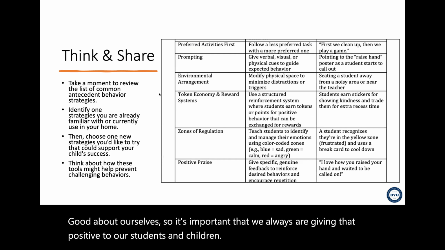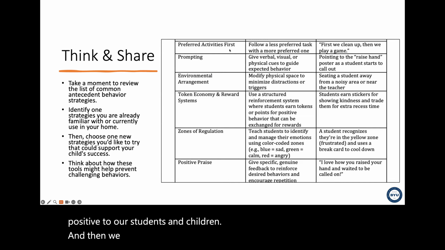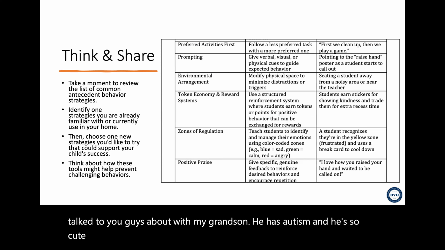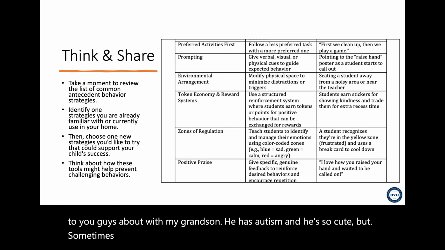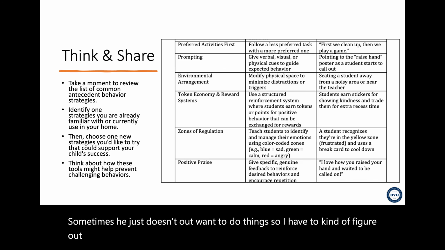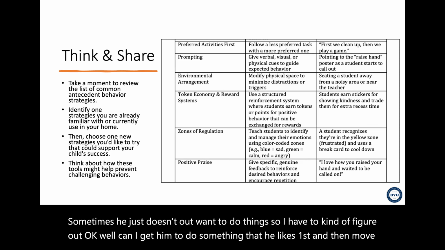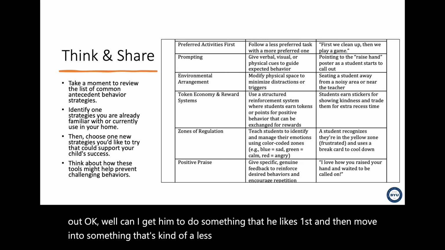And then we have preferred activities first. So that is kind of what I talked to you guys about with my grandson. He has autism and he's so cute, but sometimes he just does not want to do things. So I have to figure out, okay, can I get him to do something that he likes first and then move into something that's kind of less preferred, right?